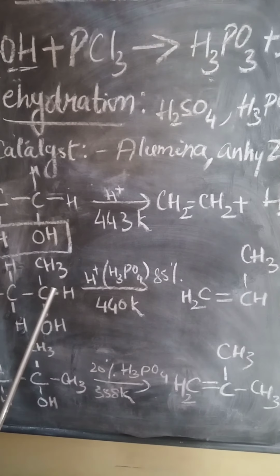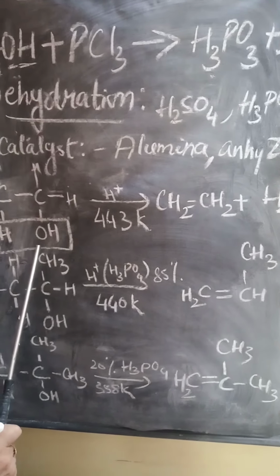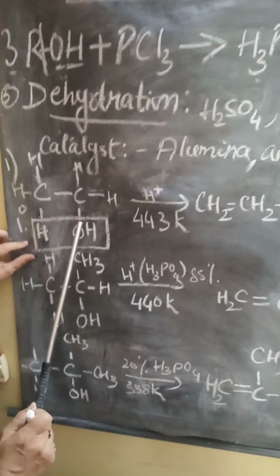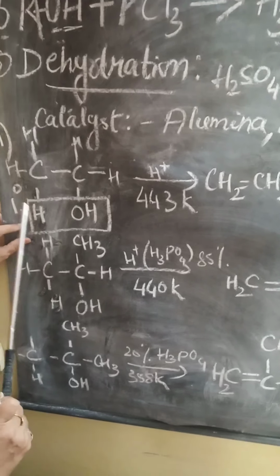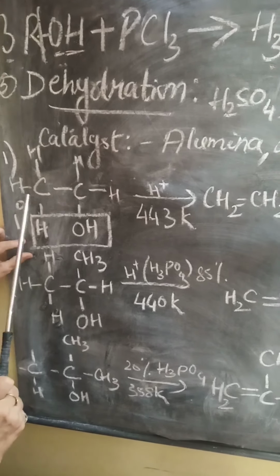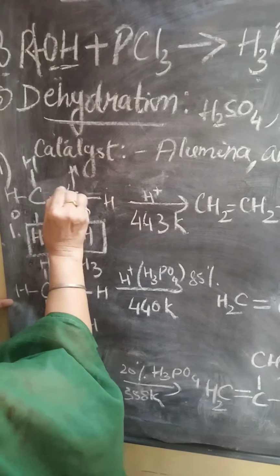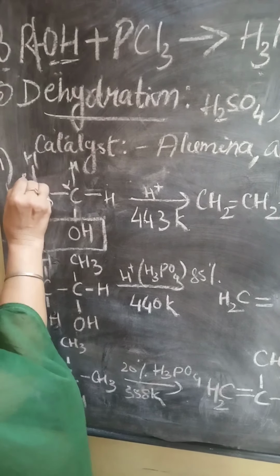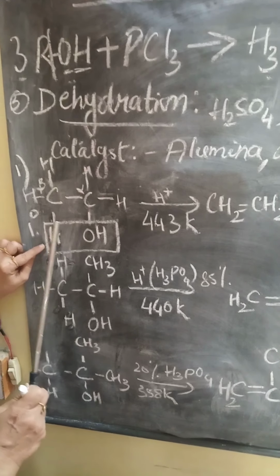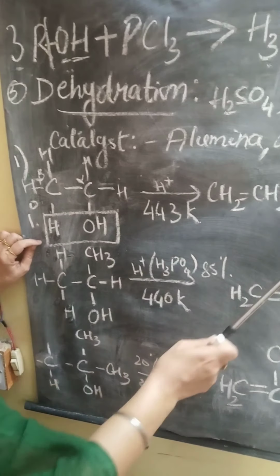One thing you have to keep in mind: in order to remove the water, the carbon carrying the OH group gives its OH, but the hydrogen is taken from the other carbon which is attached to it, that is the beta carbon. This carbon is considered as alpha, and the other carbon is considered as beta. Always the hydrogen from the beta carbon is taken and then water is formed, that has been removed.